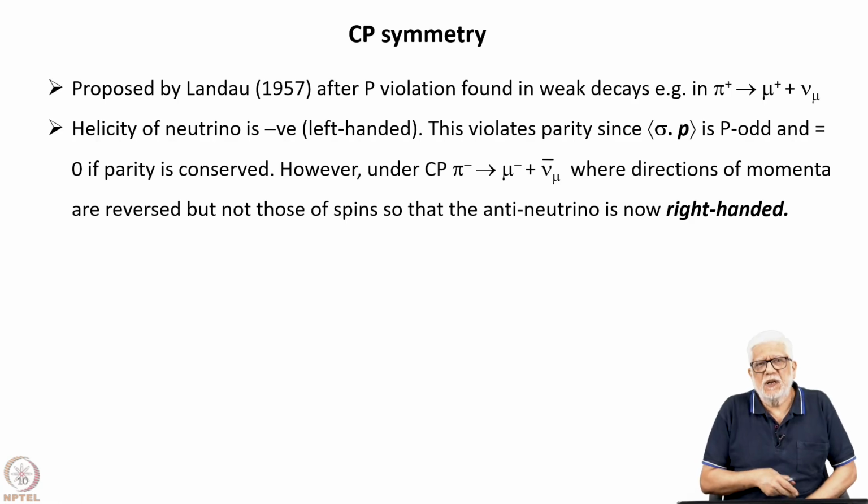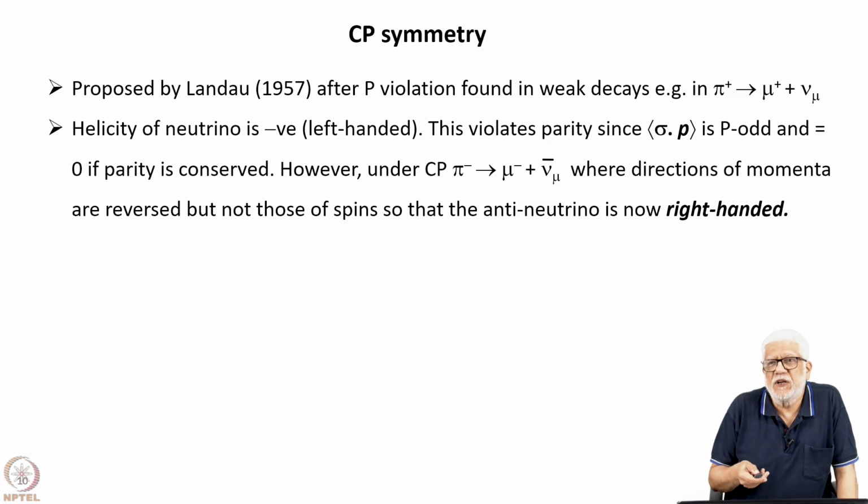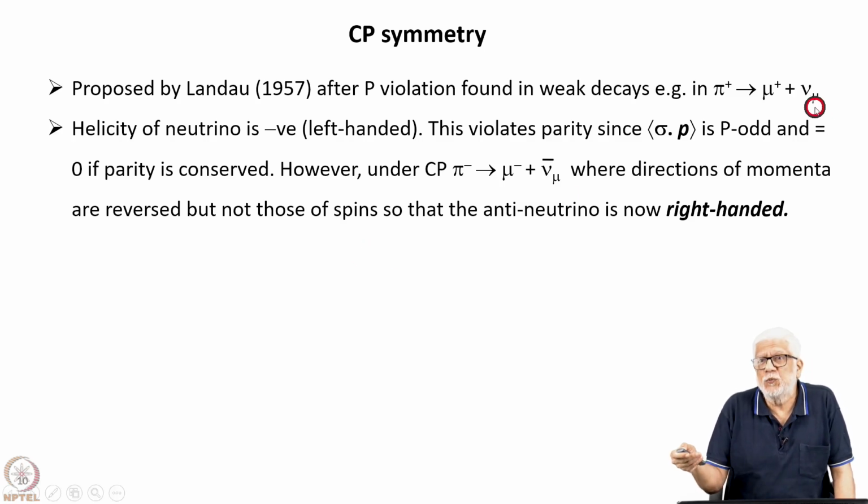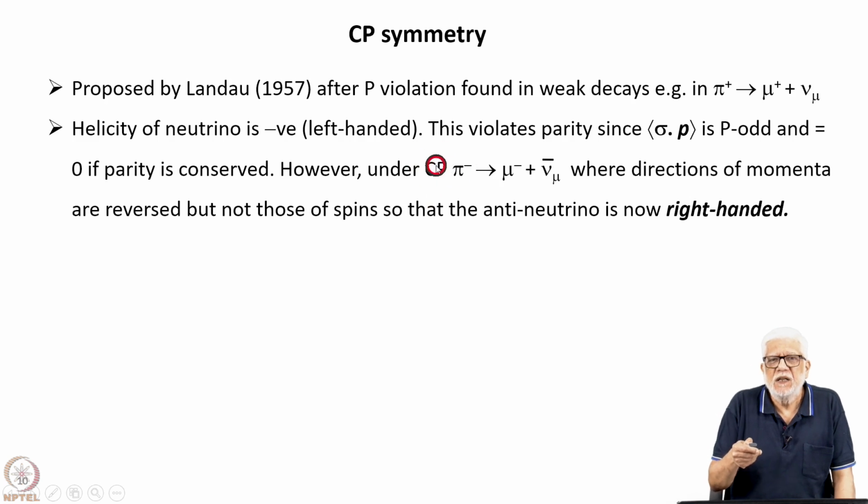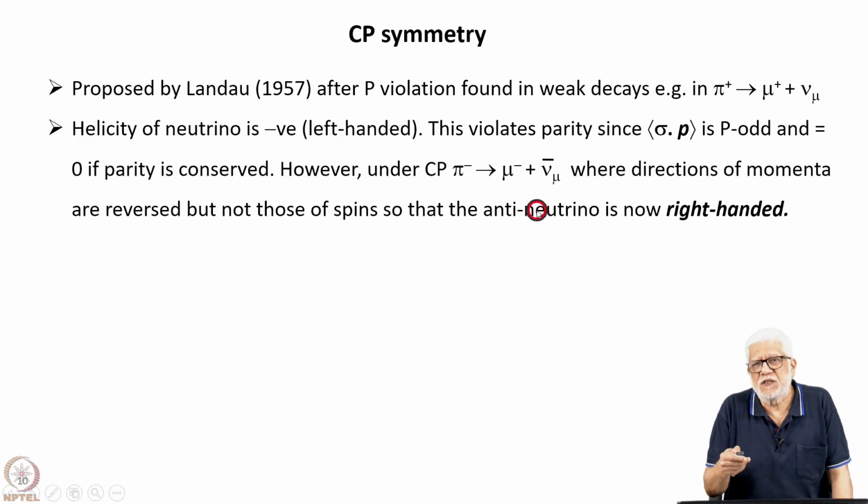Now, let us talk about another symmetry called the CP symmetry. So, we know that parity is violated in weak decays such as pion going to mu plus and nu mu, but Landau proposed that if you change the particle to an antiparticle, that means you take the charge conjugate partner, then CP might be still conserved. So, you change particles to antiparticles, which means pi plus goes to pi minus and mu minus goes to the anti-muon type of neutrino, then is this process happening? And indeed, this process did seem to be happening.